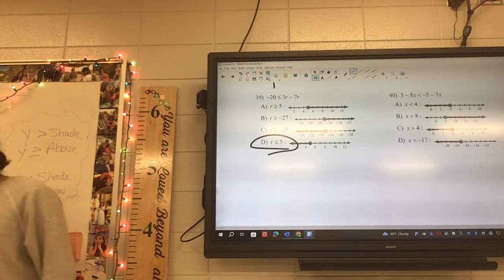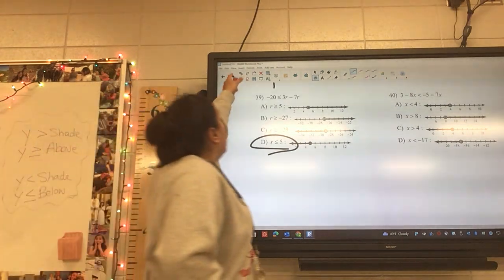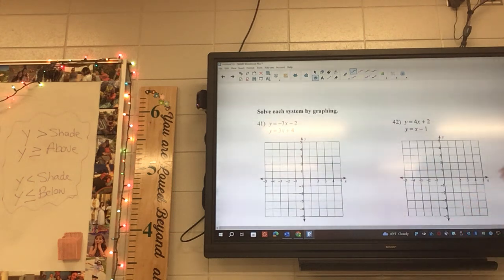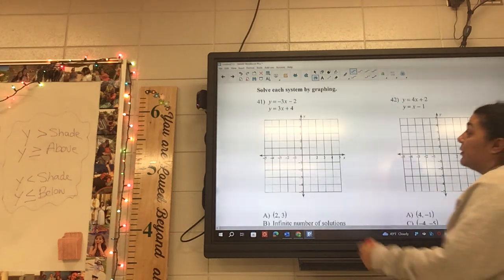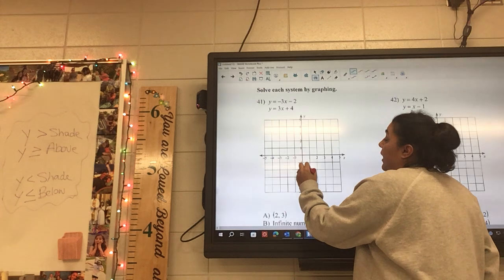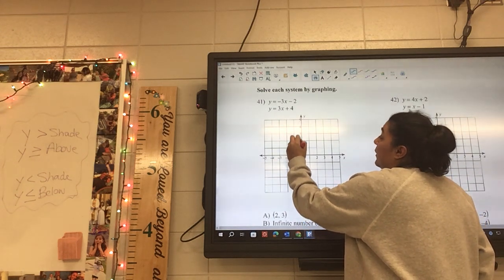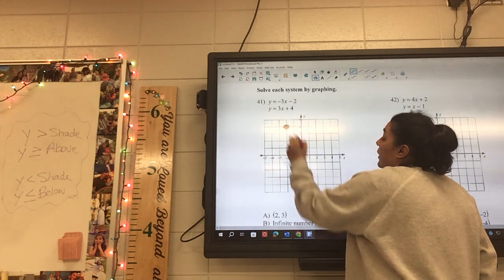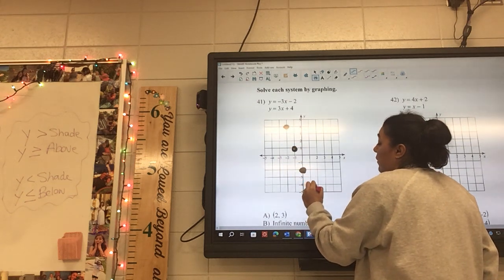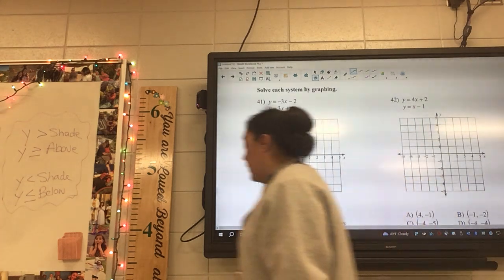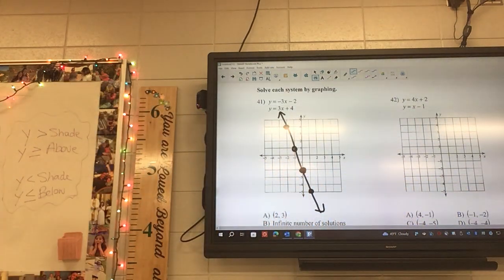Okay, 41. Solve by graphing. Okay, you're going to have to graph both of them and then kind of just see where they intersect. Okay, so line 1 starts at negative 2. And we have to go up 3, 1, 2, 3 over 1. Or down 3, 1, 2, 3 over 1. Okay, so that's where my first line is at.